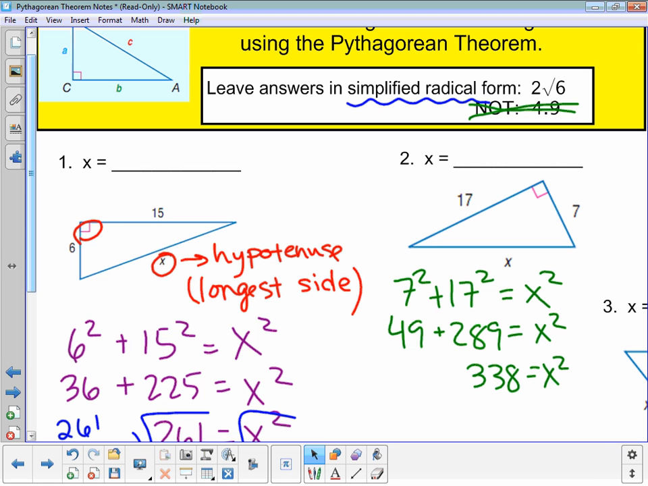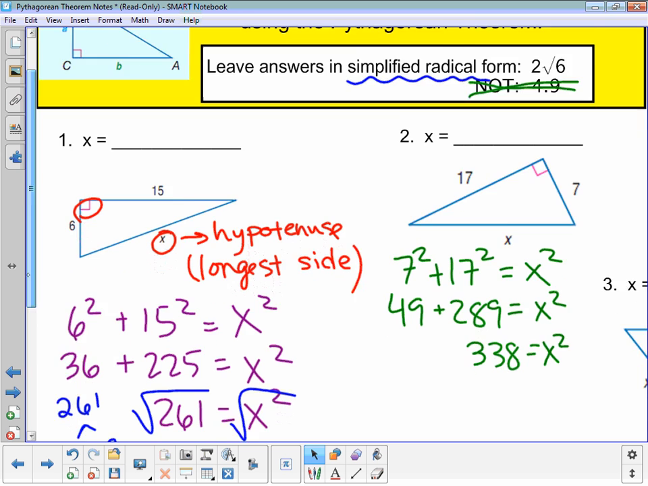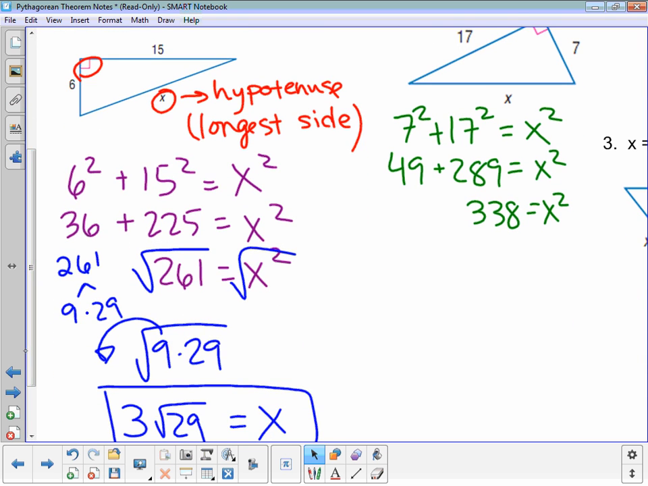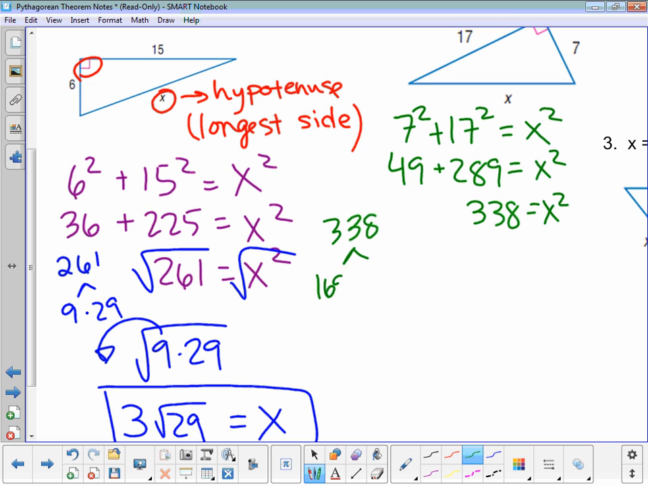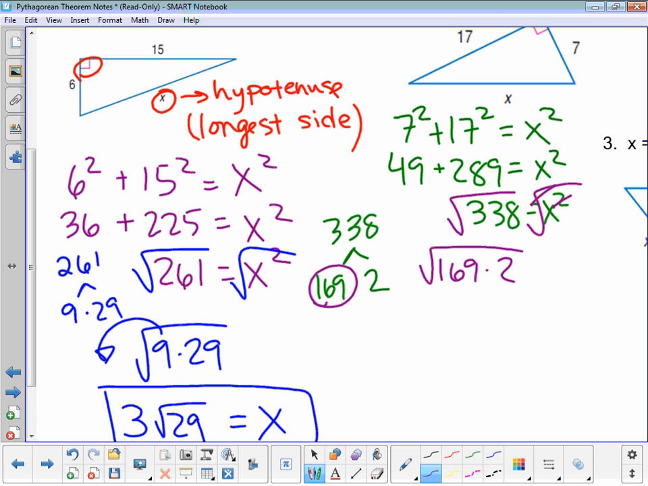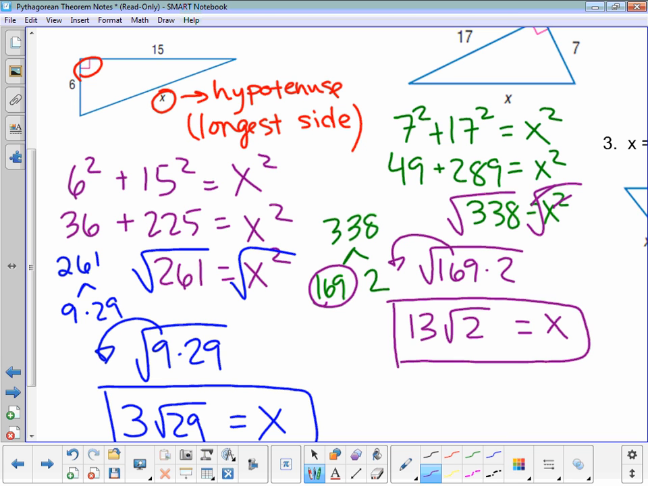So again, I'm going to simplify the radical there. I'm going to figure out what perfect squares I can take out of 338. Well, when I break apart 338, I just started with 2. 338 is the same thing as 169 times 2. Now I recognize that 169 is a perfect square. 169 is 13 squared. So when I take the square root of these, because I know that that's how I'm going to get my x by itself, that's the same thing as the square root of 169 times 2. And then the square root of 169 can come out and be 13. So I have 13 times the square root of 2 equaling x, and there's my simplified radical.